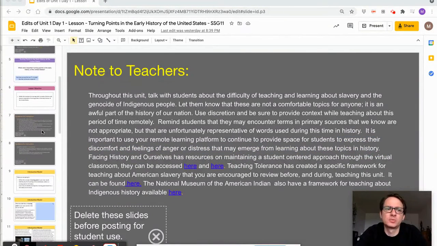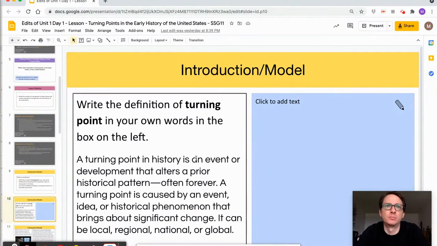The lesson starts by presenting the students with a very well-developed definition of what a turning point is, and instructs them to write it in their own words. Paraphrasing is one of those skills that some students may need support with, especially if this is one of the first classes of the school year.